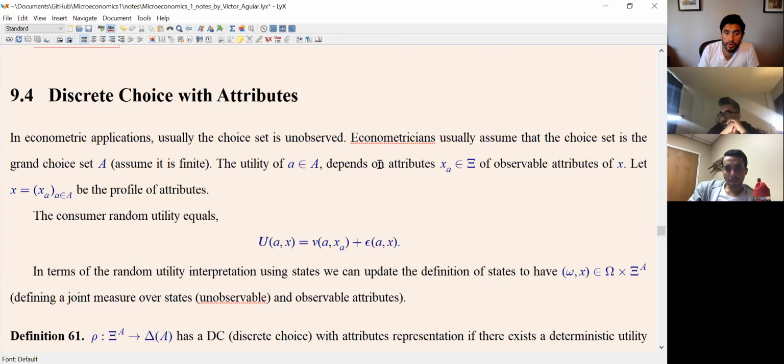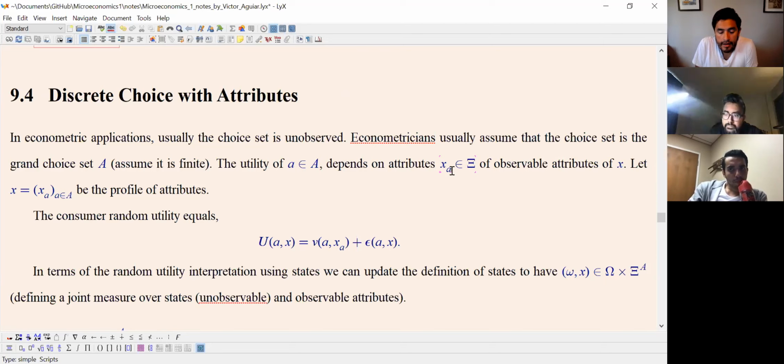But in general, what you really have is attributes, okay? So attributes also cover more general random utility, like for instance, voting. So in voting, you don't really have a budget, right? So you either pick Biden or Trump, and then it's really about attributes of the candidates, right?